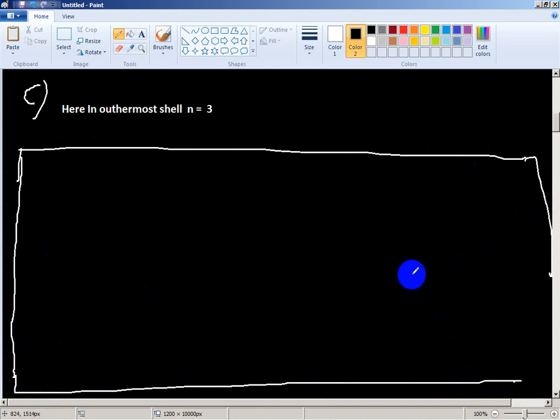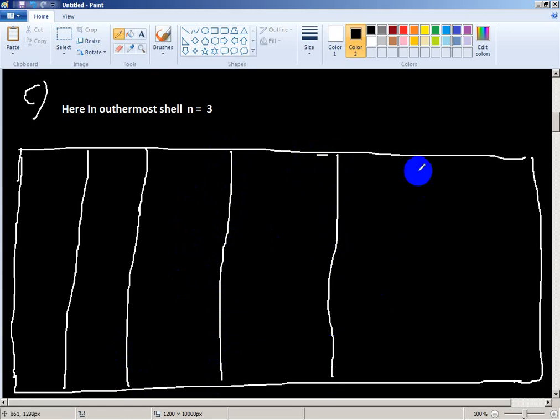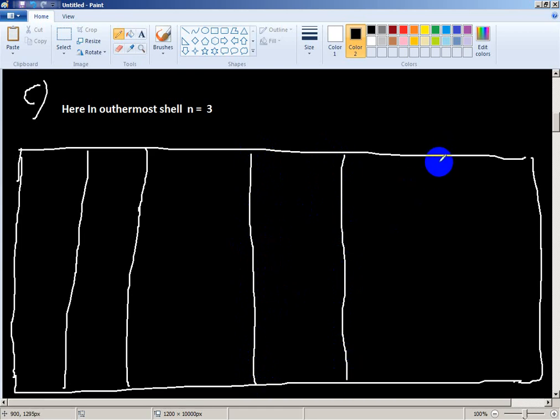You draw a table this way. This is the principal quantum number, this is the subsidiary quantum number, then the magnetic quantum number, then the spin quantum number, then electrons and total electrons.